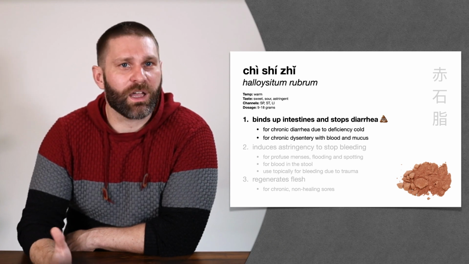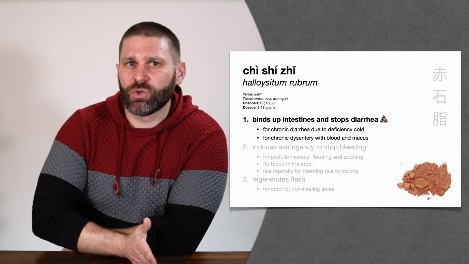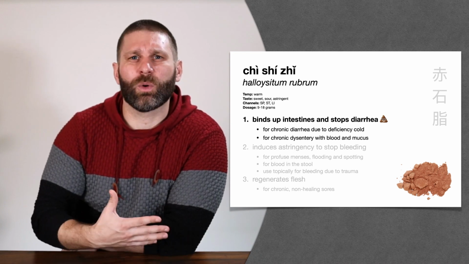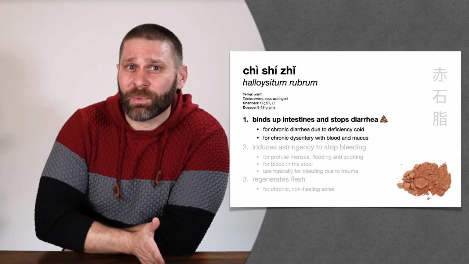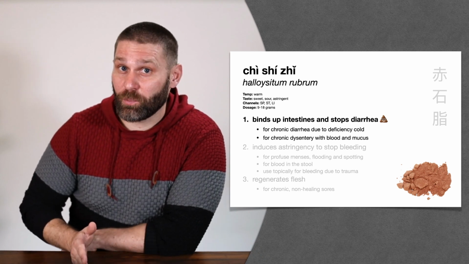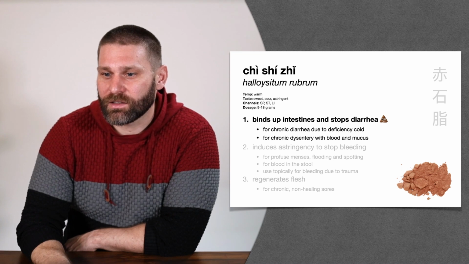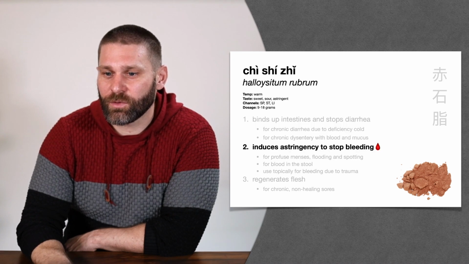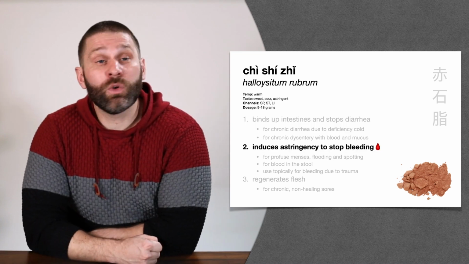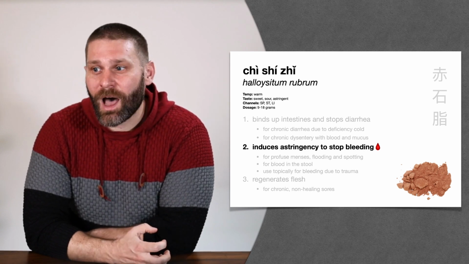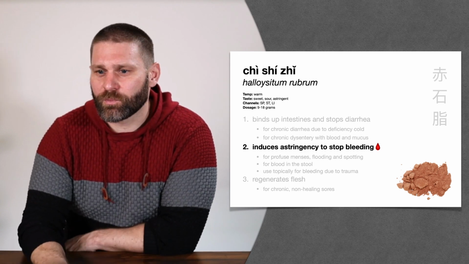stool as well. So this is kind of similar to Chun Pi with that chronic dysentery, but Chun Pi was for damp heat dysentery. Chi shi zhi is for dysentery due to cold, but you can still see some blood and mucus in the stool. But then it also induces astringency to stop bleeding as well.